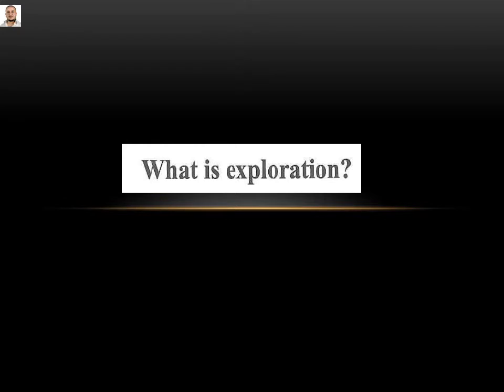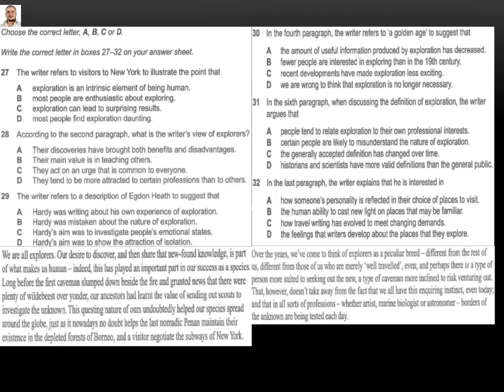Today we are taking book number 15, the academic, test number 1, passage number 3. We have this question, which says: choose the correct letter A, B, C or D. Write the correct letter in boxes 27 to 32 on your answer sheet.